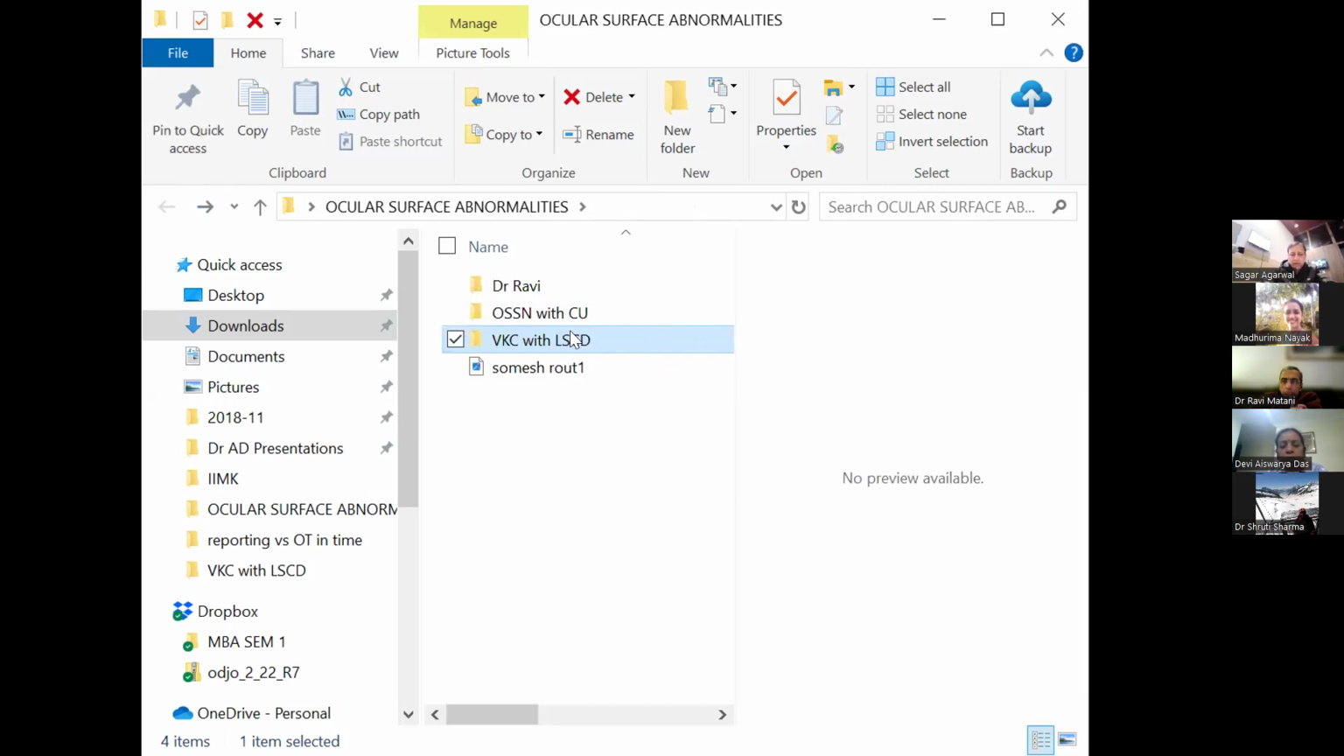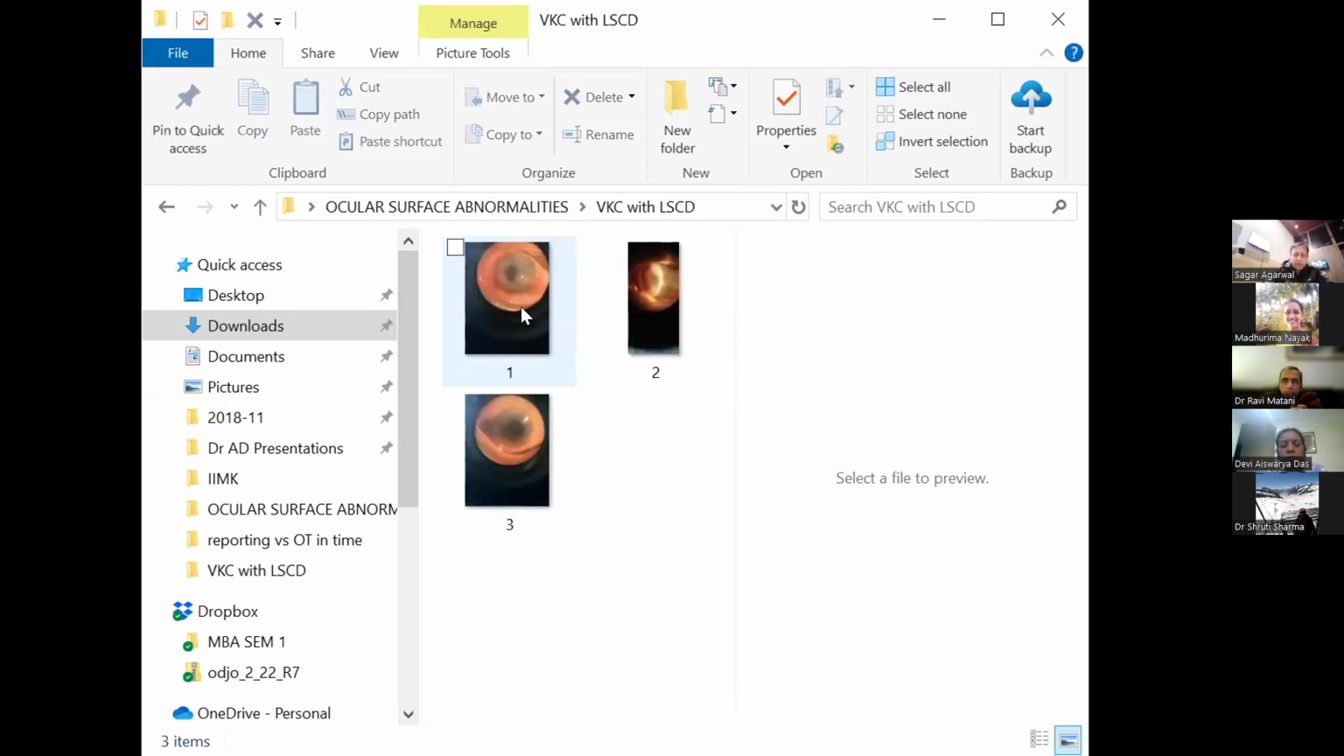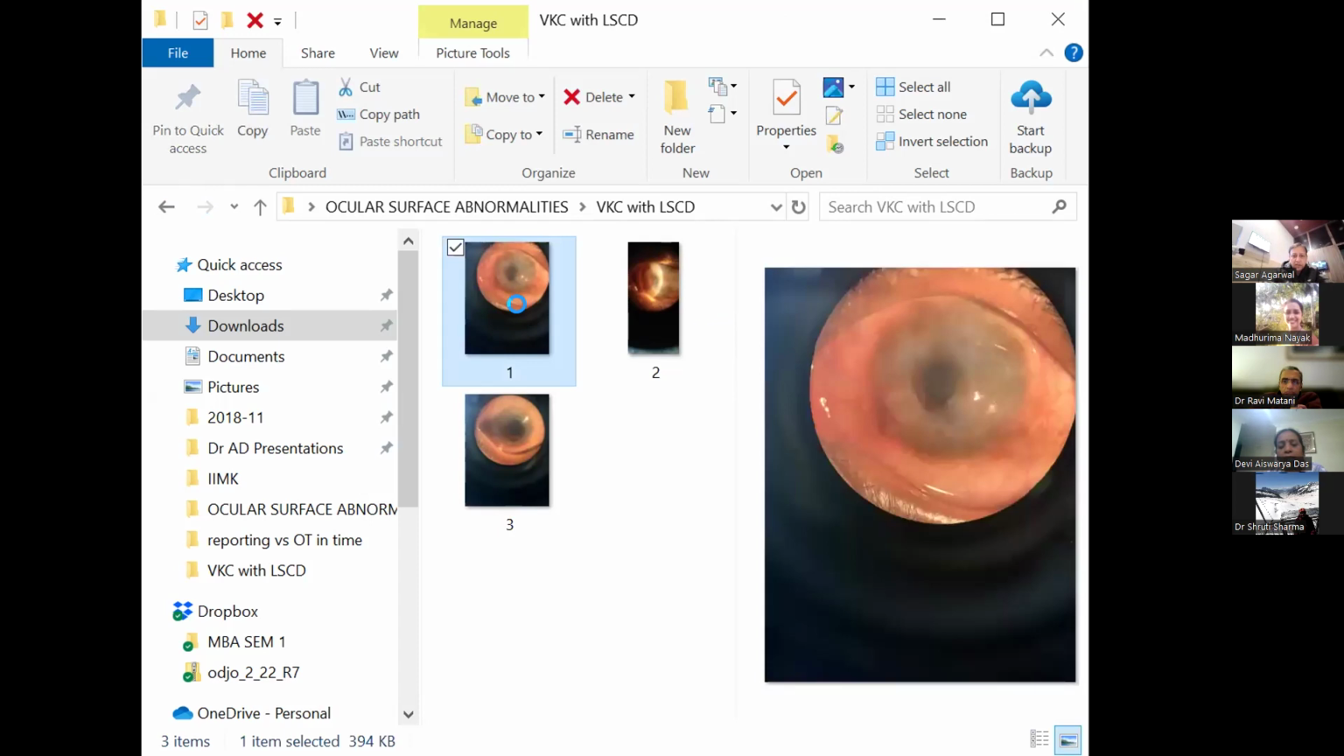So is SLET possible in such a case, ma'am? SLET will not be possible because this is a bilateral disease. He has LSCD in both eyes. So SLET will not be possible. So if at all, we have to go for allograft limbal stem cell transplant.